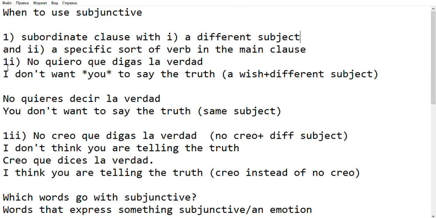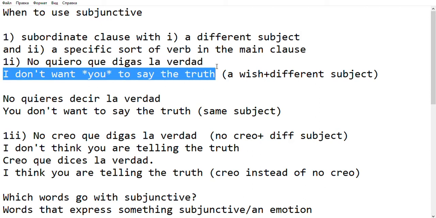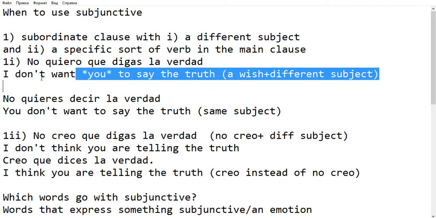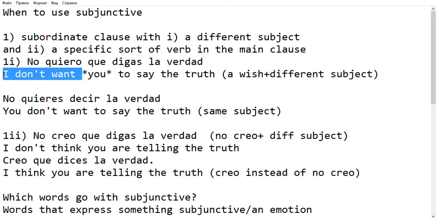Well, let's look at this phrase over here, what I'm going to make blue now. I don't want you to say the truth. Just to be absolutely clear, the phrase that can stand on its own, I don't want, this can stand on its own. This is the main clause. You to say the truth, this is my subordinate clause. Why is it subordinate? You to say the truth doesn't really stand on its own. That's why it's subordinate. It's subordinated to another clause, to another phrase.